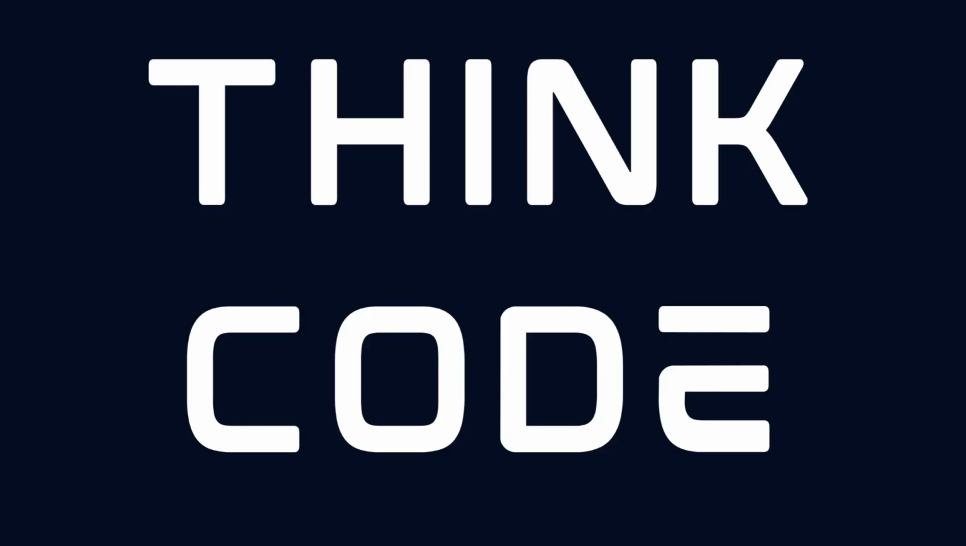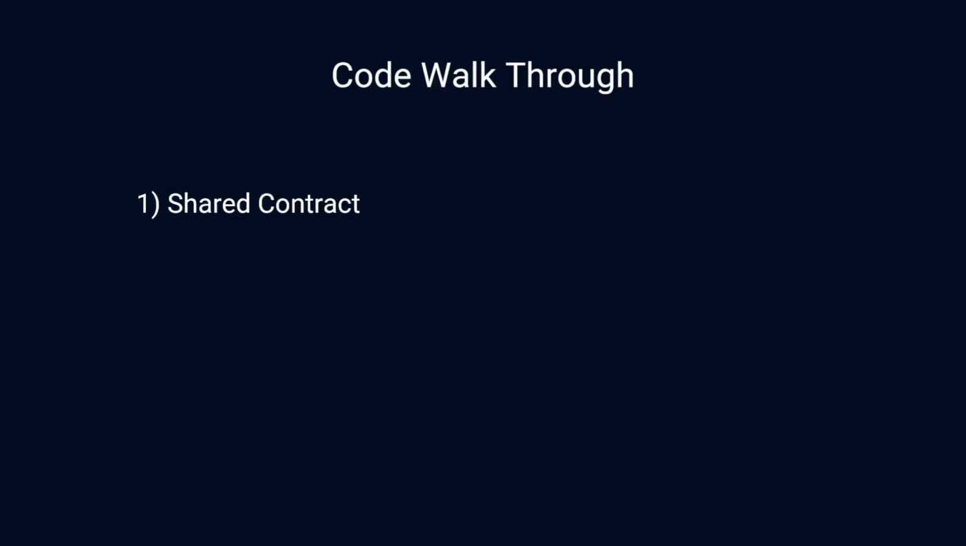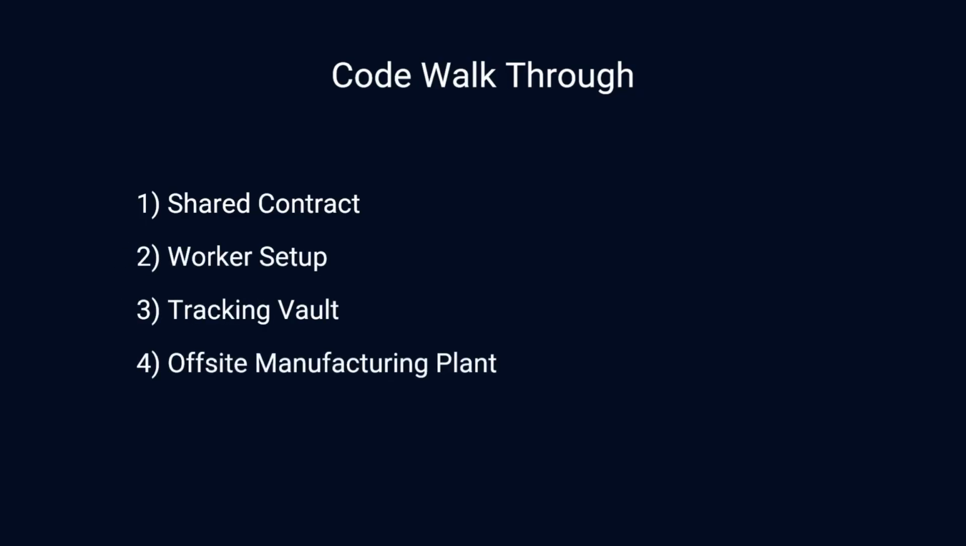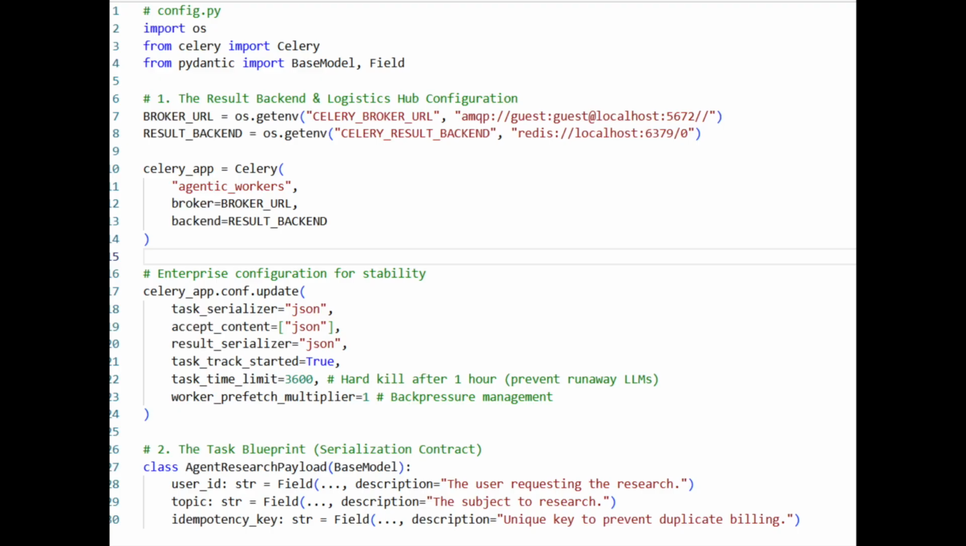We are going to walk through our shared contract, our worker setup, our tracking vault, and finally the exact terminal commands you need to control your factory floor. Let's open up the IDE. We begin in config.py. This is where both our web server and our background workers look to understand the rules of the system. Look at Celery configuration.